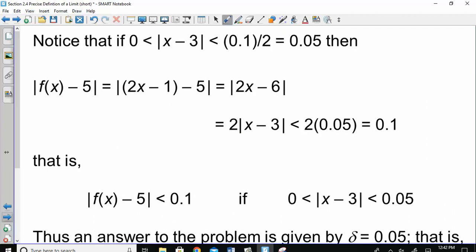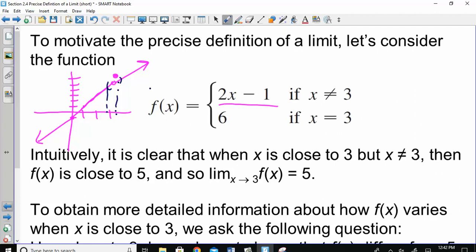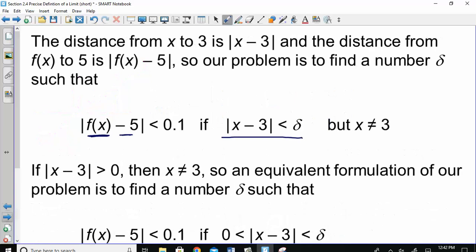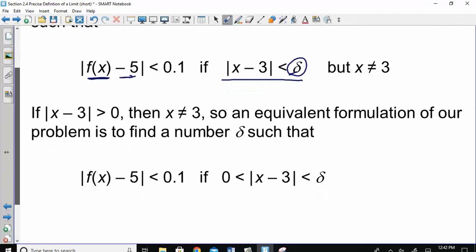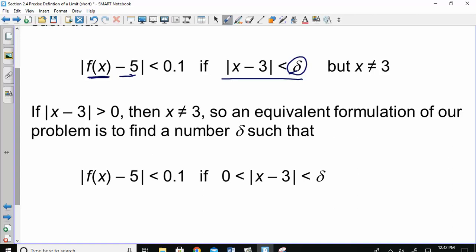So, we could actually work backwards and figure out how close we need to be. Let's say I wanted my y to be within a tenth of this number. So, the distance between my function and 5 is less than a tenth. We're going to figure out delta. How close to 3 do we need to get to make that happen? And so, this is kind of our process. We really don't need this 0 here. Why?